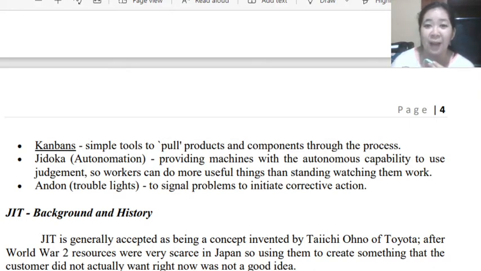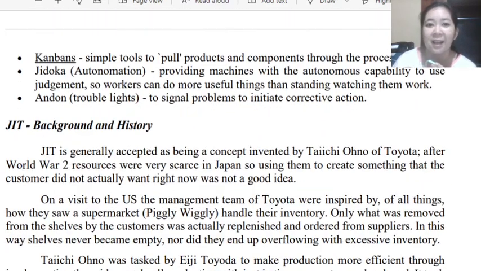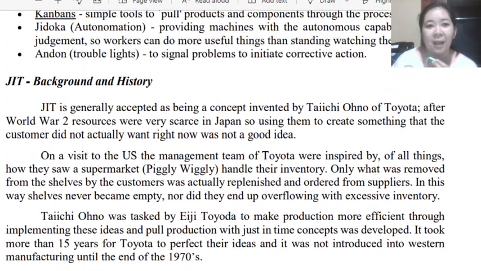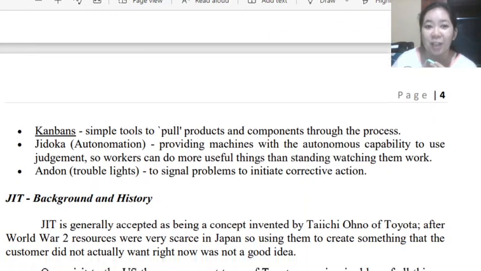So, andon, another term. This is trouble lights, meaning to signal problems to initiate corrective action. So this is very important because problems should be detected early, so that they do not affect a larger portion of the process, and its effect is not pervasive or great. Okay, so those are the aspects related to eliminating waste. Okay, so those are the elements for our just in time.